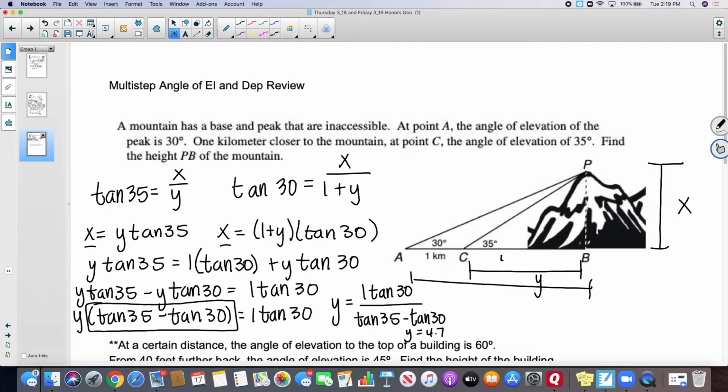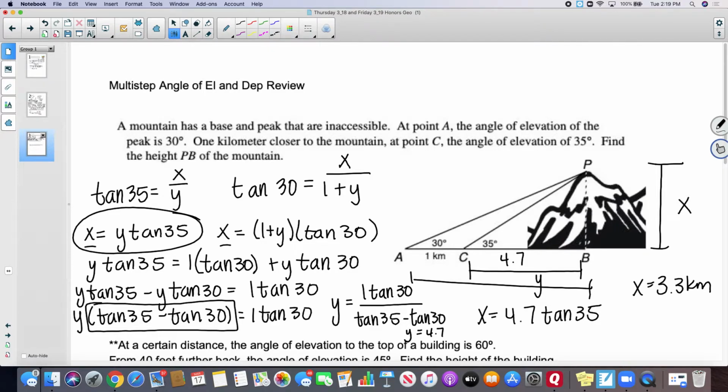Okay, so 4.7 is this distance, but that's not what it asks for. It asks for the height of the mountain. Well, if we have y and we want to know x, we can go back to this equation right here and plug it in. So we're going to say x equals 4.7 tan 35. You just type that in your calculator, 4.7 tan 35. And you should get that x equals 3.3 kilometers.